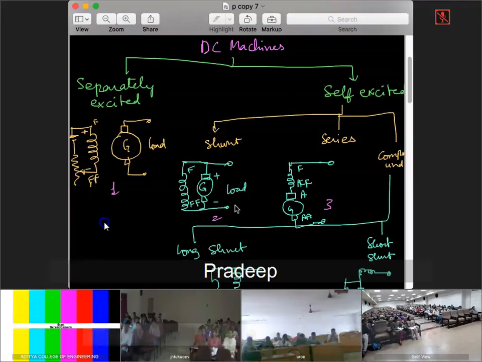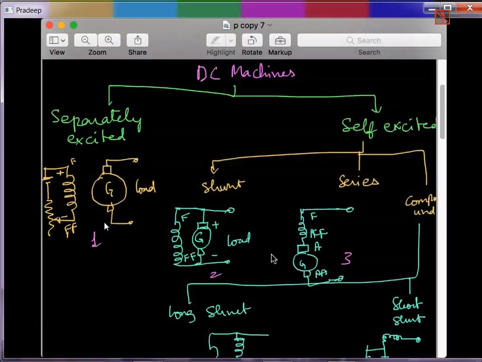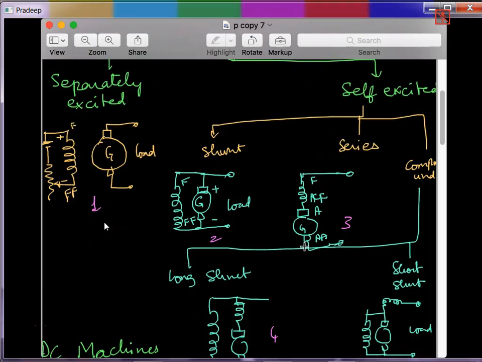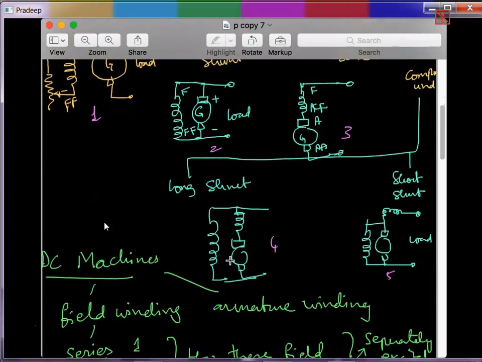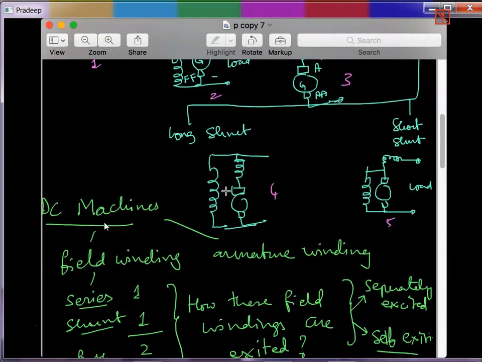It is connected to the electrical load. Third one, field winding and armature winding are connected in series, as you can see here. Then in the compound, it will have both shunt winding and series winding. So this is the long shunt connection and this is the short shunt connection.